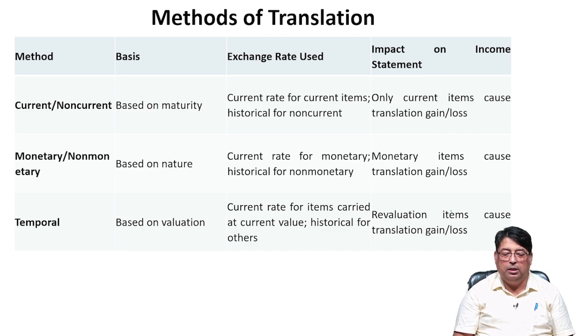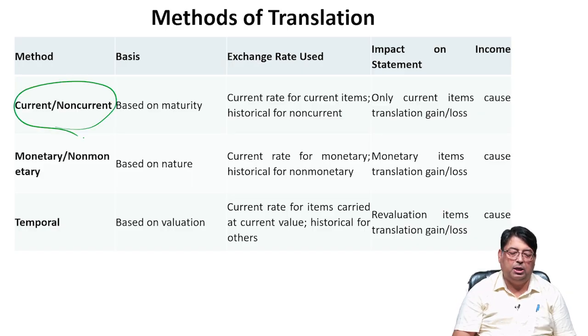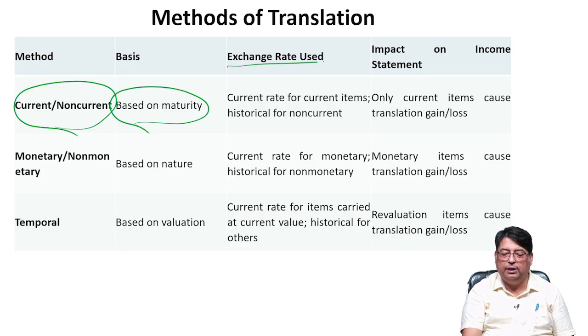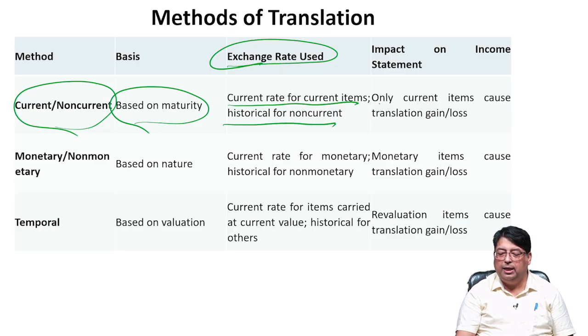Now, there are certain methods of translation, that is, at what exchange rate, and in what manner, the assets, expenses, liabilities or losses are going to be translated from the subsidiary's financial statement to the parent company's financial statement. The first method is current non-current, which is based on maturity. What kind of exchange rate is used? The current rate for current items and the historical rate for non-current items. Here only current items cause translation gain or loss.